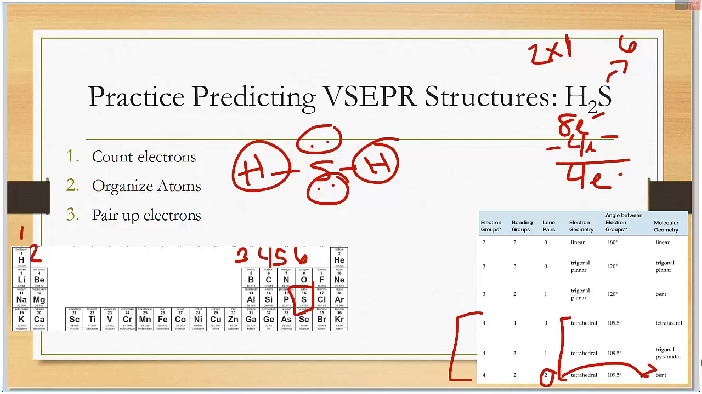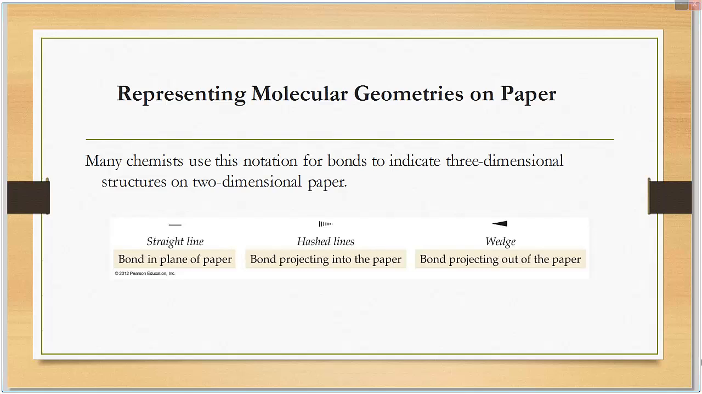Many chemists use the notation for bonds to indicate 3-dimensional structures on 2-dimensional paper. They do this by saying that if it's right on the paper, it's going to be a straight line. If it's going into the paper, it's going to have a hashed line or a dashed line. And if it's coming out, it's going to have a wedge.